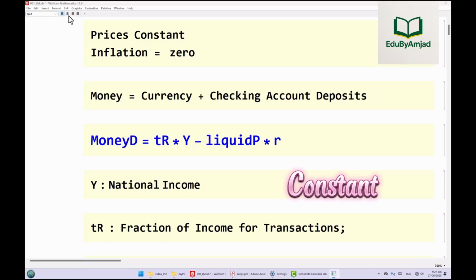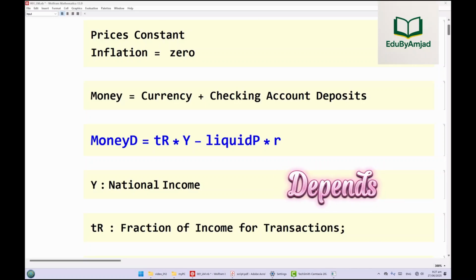Suppose prices are constant for some period of time. That is, the rate of inflation is 0. We define money as currency plus checking account deposits. What factors determine the demand for money?